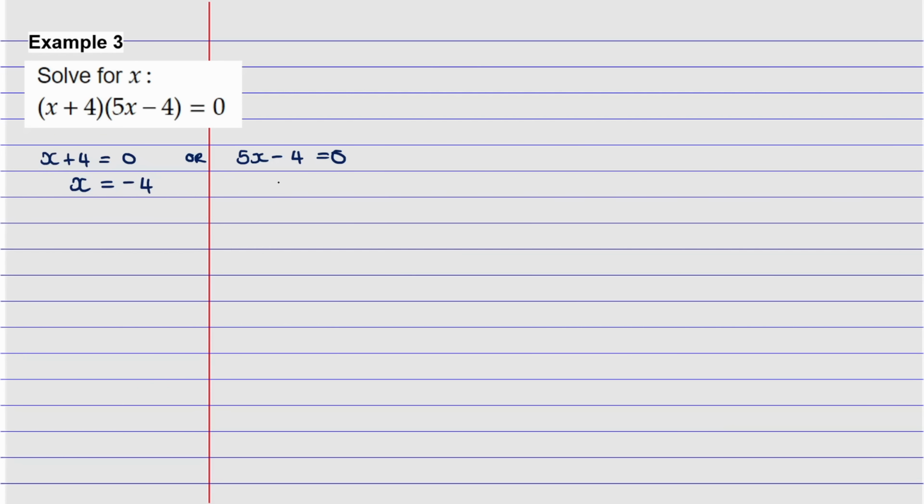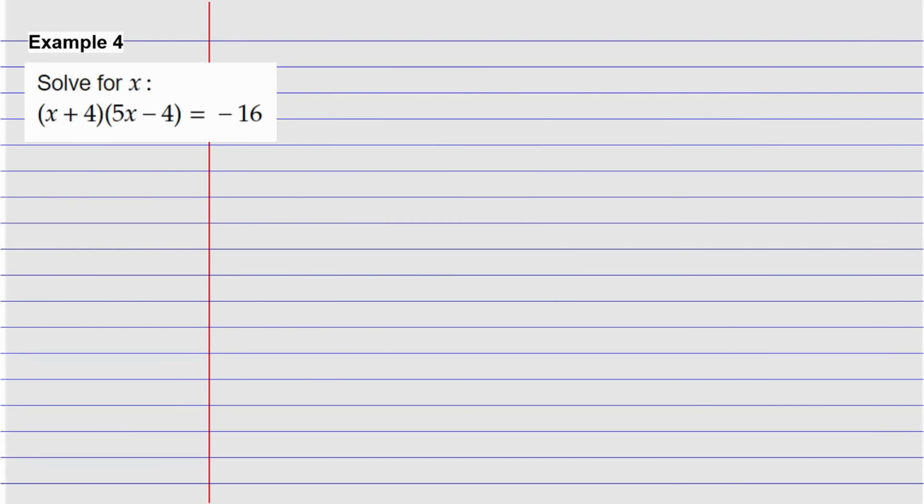We're going to take the 4 to the other side. So it's going to be 5x is equal to positive 4, right? Divide both sides by 5. So it's going to be 5x divided by 5 is equal to what? To 4 divided by 5, right? So this is going to be the same. The 5s are going to cancel out. So this is going to be the same as x is equal to 4 over 5. So this will be your 2 answers for this question.